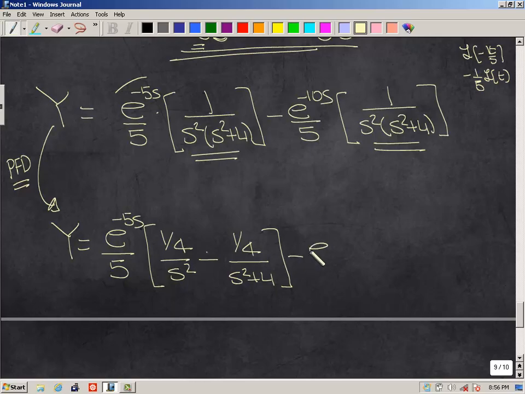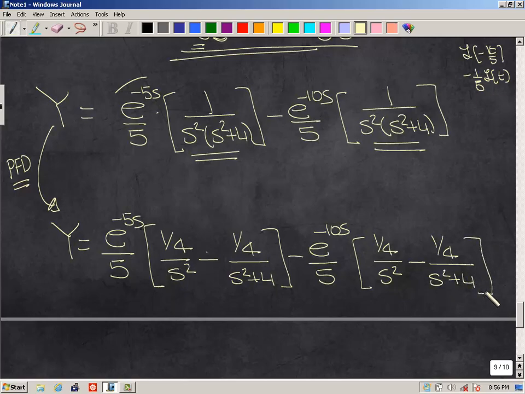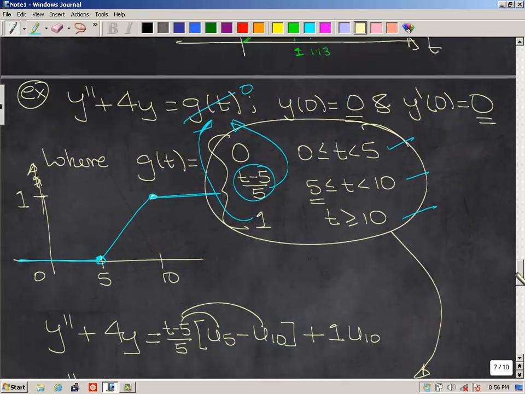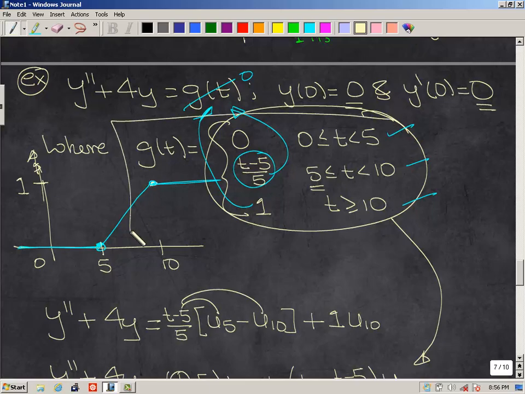That will be the same over here, since both of these are exactly the same. I get 1/4 over s squared minus 1/4 over s squared plus 4. We're almost done. Now we did the decomposition. The only thing left to do is inverse Laplace. And you can see how ridiculously easy this is compared to having to do this problem 3 different times.